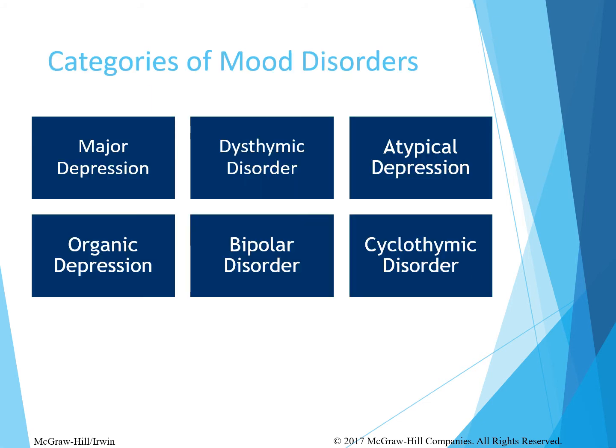Now, this is a little bit of a description of the categories of mood disorders. These are the 6 categories of mood disorders with predominantly depressive features. We're going to go through each one of these categories in the next few slides.